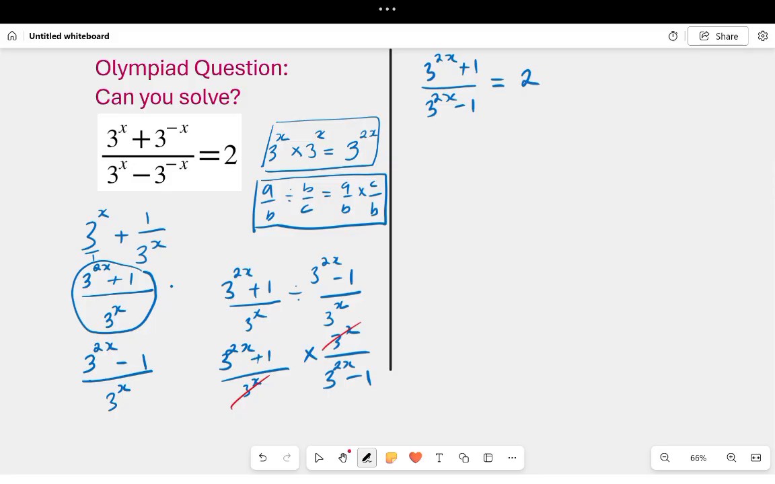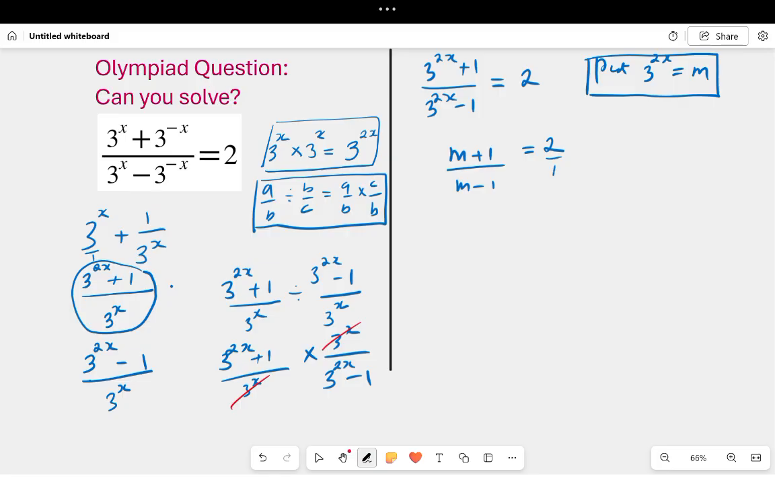Now, I like doing substitution all the time to make things look simpler. So we are going to put 3 to power 2x to be equal to m. Now, instead of 3 to power 2x, we are going to replace it with m. So it's going to be m plus 1 divided by m minus 1, which is equal to 2. And 2 can also be written as 2 over 1.